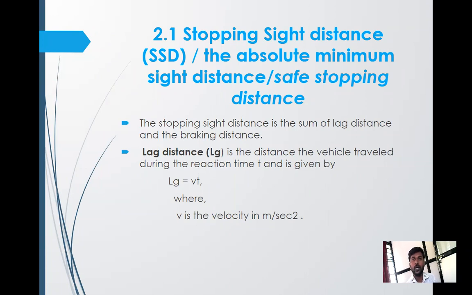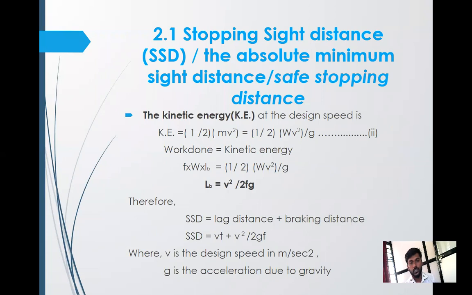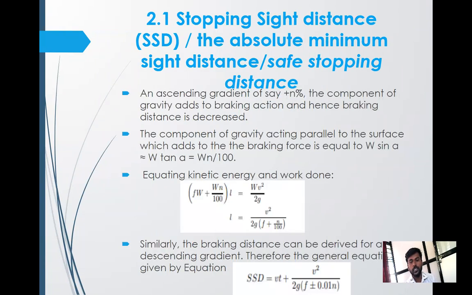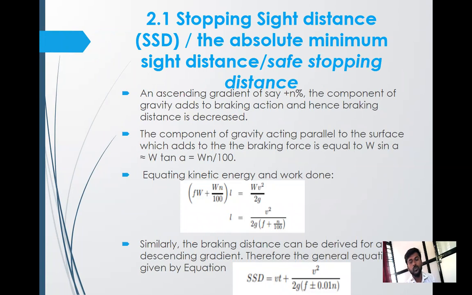And when we decide to apply the brake, the distance traveled by the vehicle after the brakes are applied is known as braking distance. We are simply taking the summation of these two to calculate the stopping sight distance, that we have seen in the last lecture. This is our general formula that we derived: SSD is equal to Vt plus V square upon 2gf into bracket f plus or minus 0.01 n.